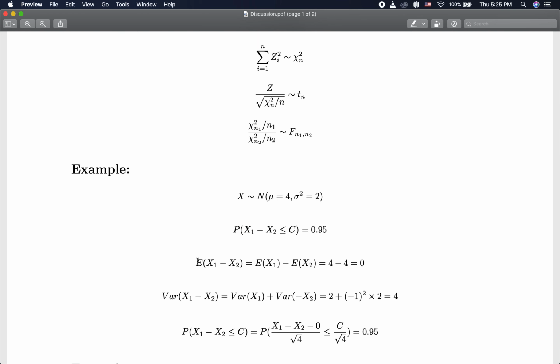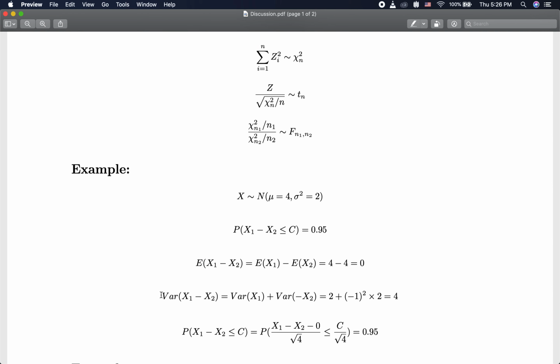Now we are going to calculate its mean and variance. Since they are IID, the expectation of x1 minus x2 is the expectation of x1 minus the expectation of x2, and we know that they all have mean equal to 4, so the mean for x1 minus x2 will be equal to 0.